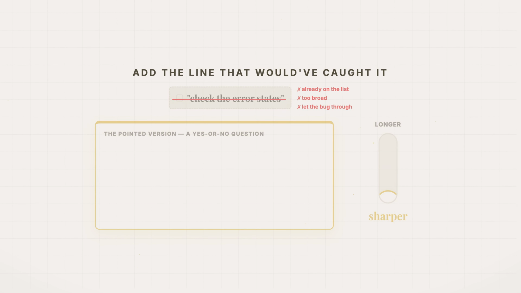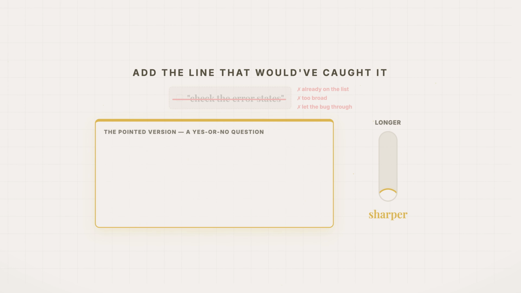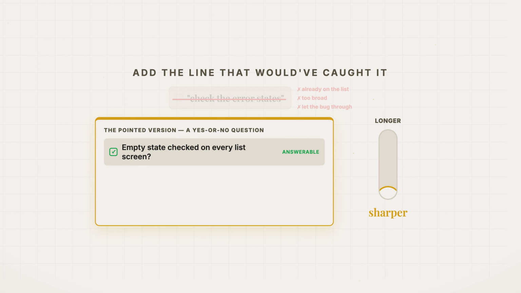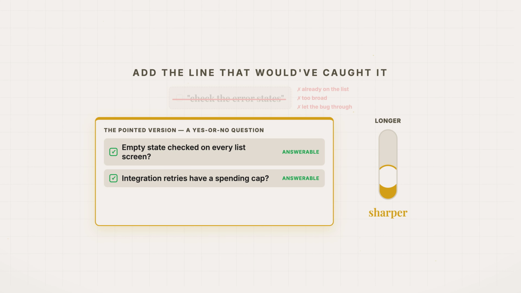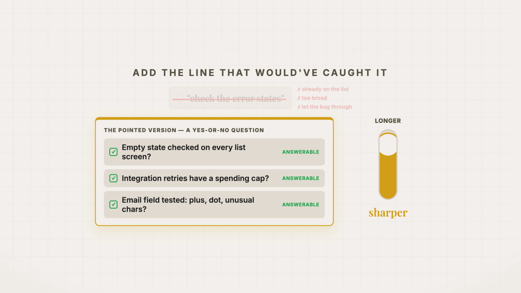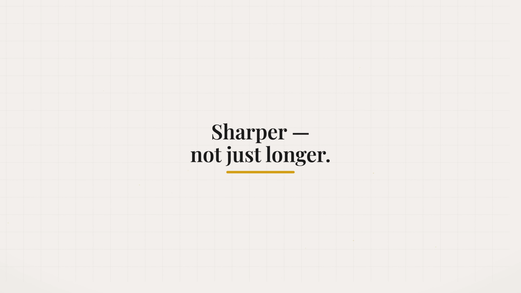Empty state checked on every screen that shows a list. Integration retries have a spending cap. Email field tested with a plus sign, a dot, and unusual characters. Each one is a yes or no question you can actually answer by going in looking. Specific enough that there's no wiggle room. Next time you or the AI walk the checklist, that line forces you to go check that exact thing, the thing that bit you last time. That's the difference between a checklist that grows sharper and one that just grows longer.